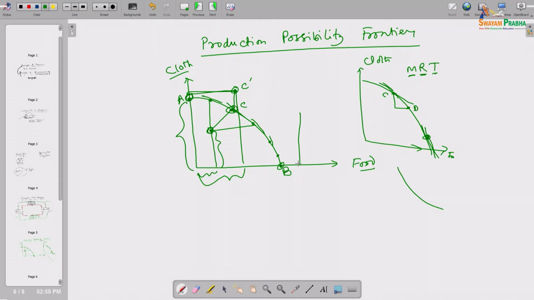The basic understanding is that if you want to increase one production, you have to cut down the other production for sure. That is why it is downward sloping. Now, the second question is why this production possibility frontier will be concave, concave towards the origin, not convex towards the origin. Let me try to understand that using another beautiful diagram.